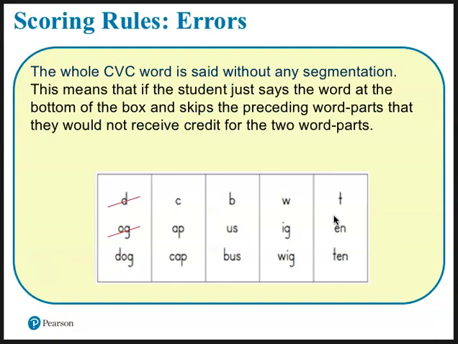Towards the end of the assessment, when it gets to letter, sound, syllables, and words, if the student skips right to reading the word, they will get the top 2 portions incorrect. If they say d, dog, then they would only get the og portion incorrect.